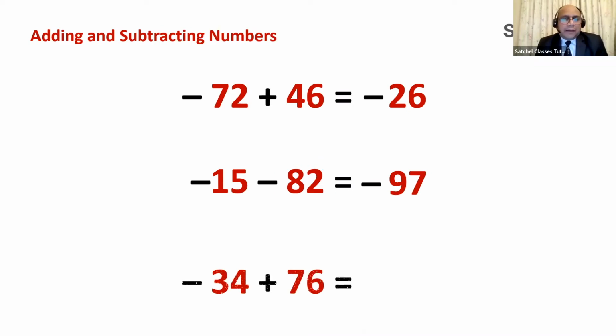And finally, minus 34 plus 76. What do you think? They are clearly numbers with opposite signs. So as per rule, we'll subtract them. 76 minus 34 is 42. And for the sign of the number, we'll look at which one is a bigger number. In this case, it is 76, which is positive, right? There's a plus sign preceding it. So your final answer will be plus 42.